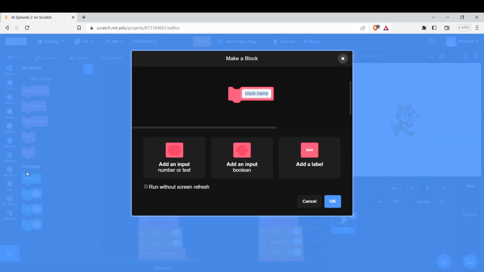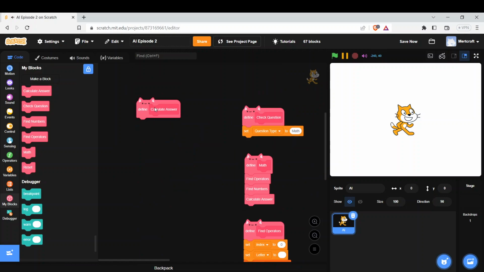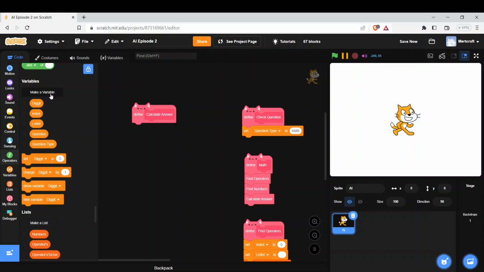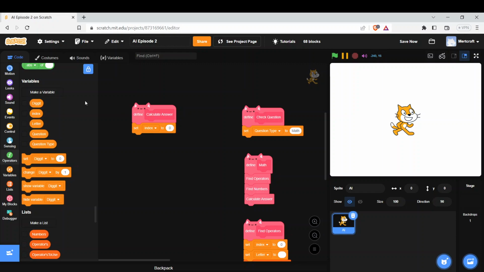Make a new custom block. Call this calculate answer. Okay, and put the calculate answer in here. So guys, the first thing we want to do is we need to set index to 2. Then set letter to blank.